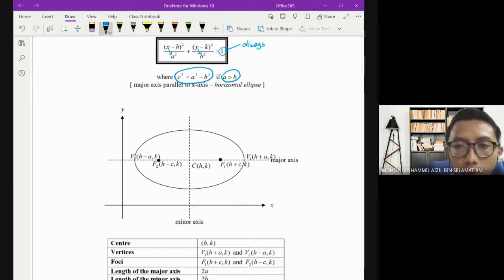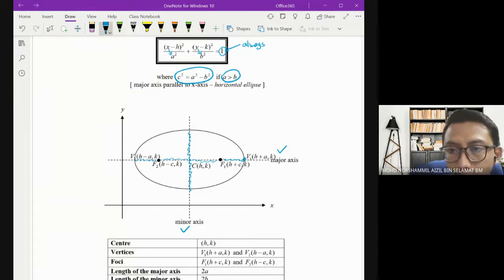So ellipse ni first of all, ellipse tu apa dia? Ellipse ni bentuk bujur. Benda yang ada dalam ellipse adalah kita kena spot minor dengan major axis dulu. Minor axis maksudnya jarak ni. This distance is the minor axis. Kenapa minor? Sebab dia pendek daripada major. This is your major axis.